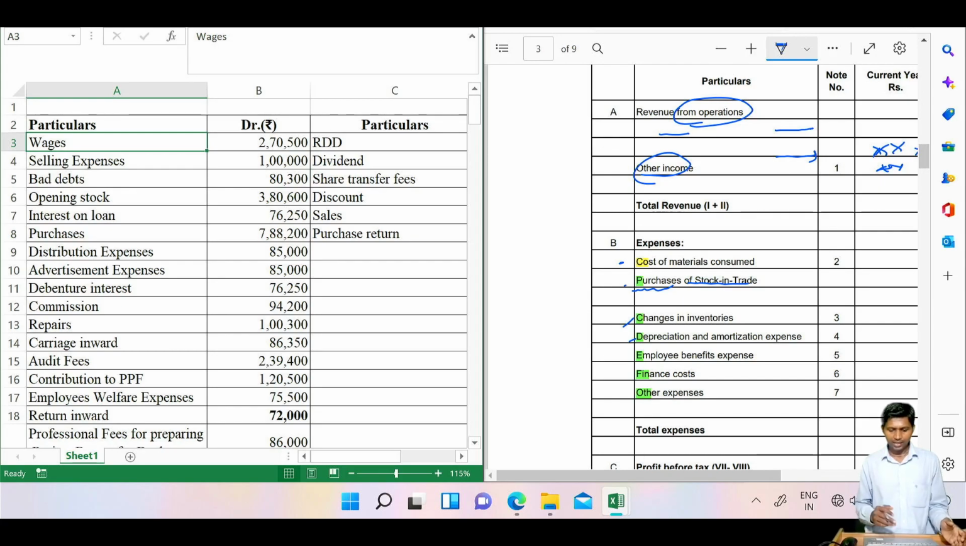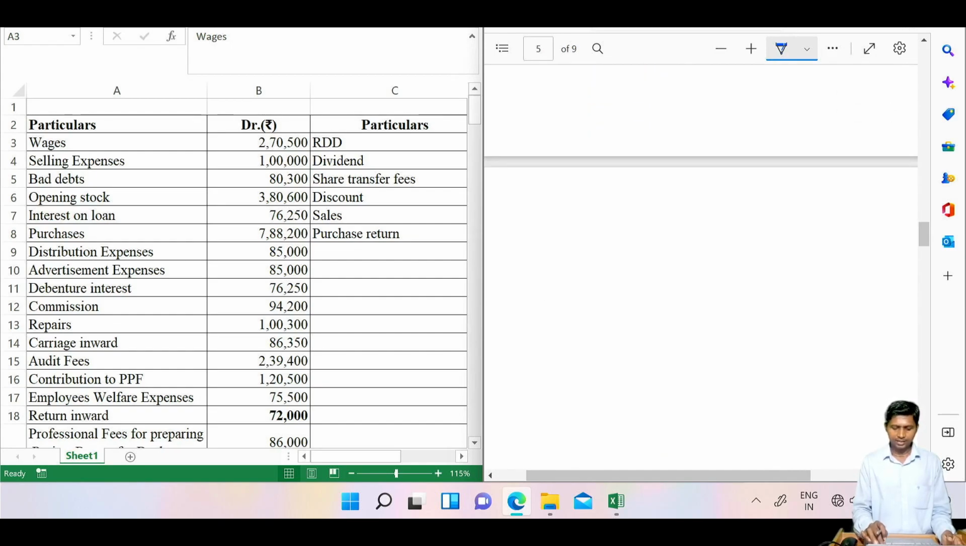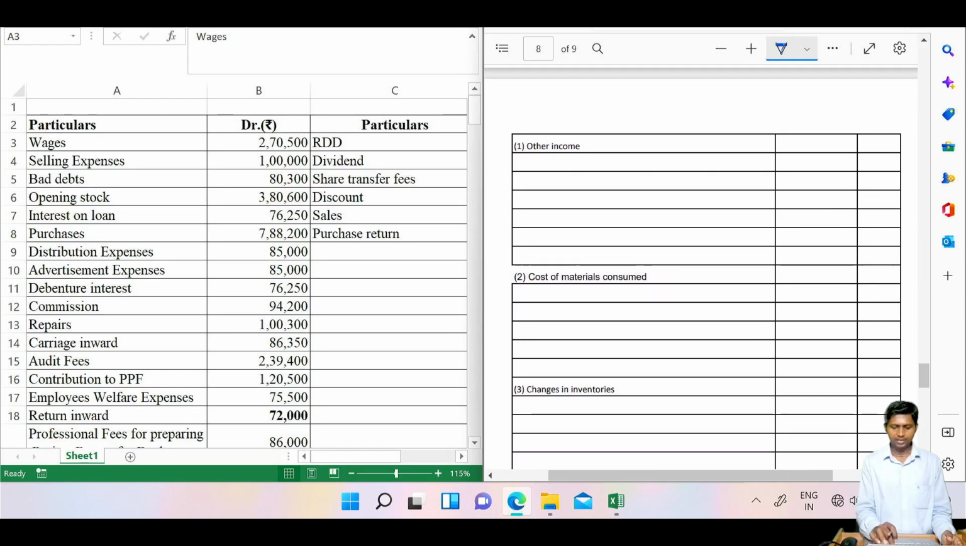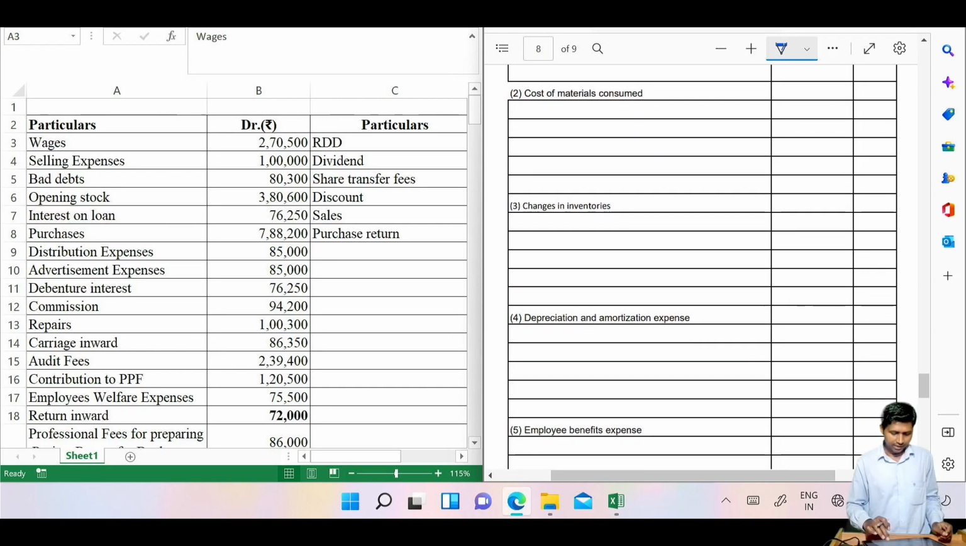Should I directly write that? Okay. To save your time, I will write directly that in here. I will write that directly in other income category. Okay. Then we have cost.